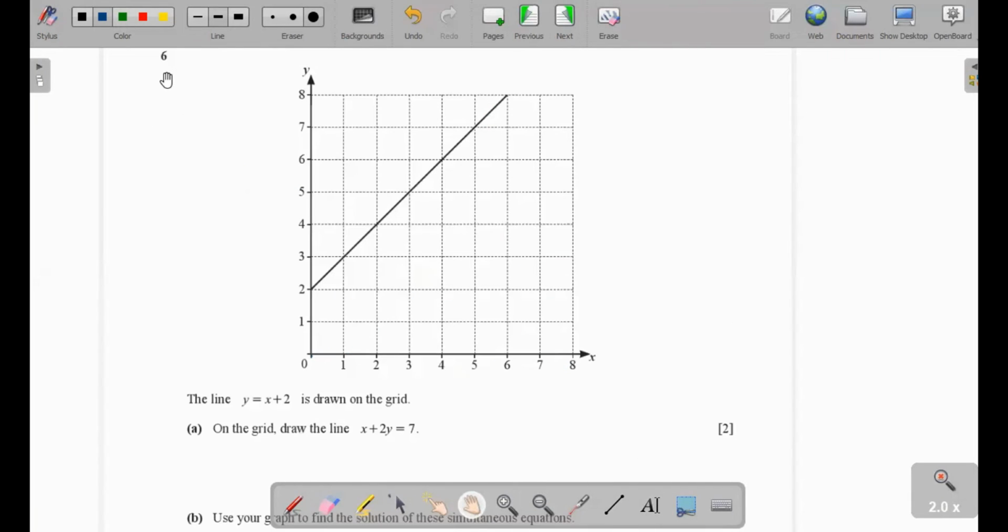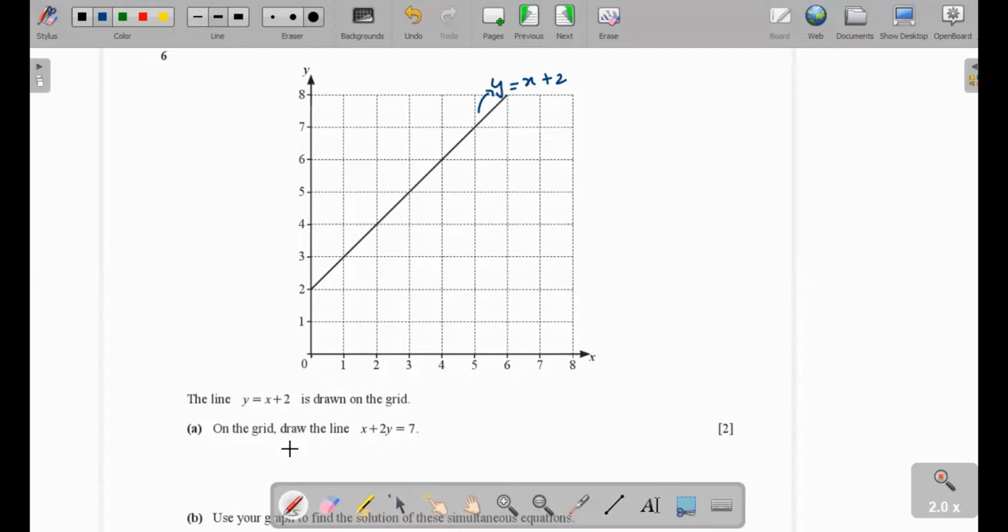Now, next question. Question number 6. The line y equals x plus 2 is drawn on the grid. On the grid, there is also the line x plus 2y equals 7. This is the grid given. Now you can see here the line y equals x plus 2, and this is the line. Next, we have to draw the line x plus 2y equals 7 on the grid.